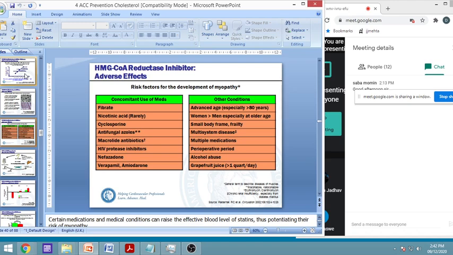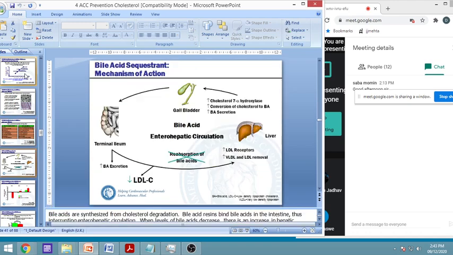So the combination of fibrate and statin should be given very carefully, or the patient should be observed continuously. With nicotinic acid it is not that big a situation, and it is more in advanced age, greater than 80 years of age. In women it is more, particularly at older age, with smaller body frame, multi-system disease, and multiple medications going on, as we have seen some of these medications. Then perioperative period, alcohol abuse, more alcohol, and grapefruit juice more than 1 quart per day. These are causing it, because grapefruit juice can also produce an alcohol-like situation.